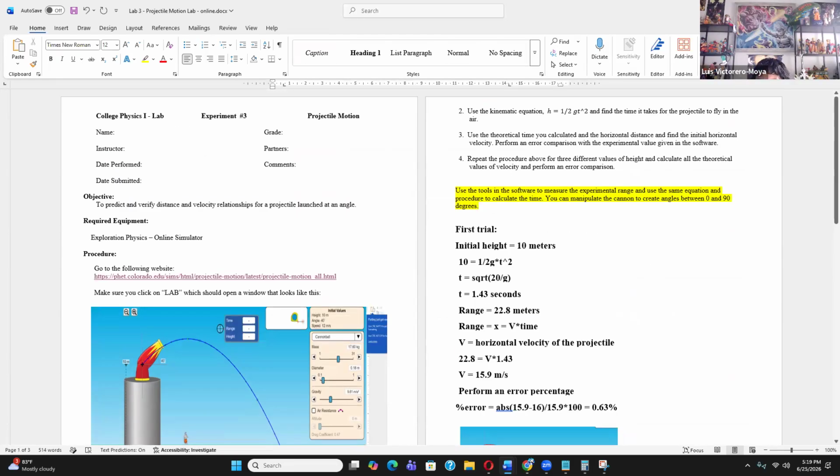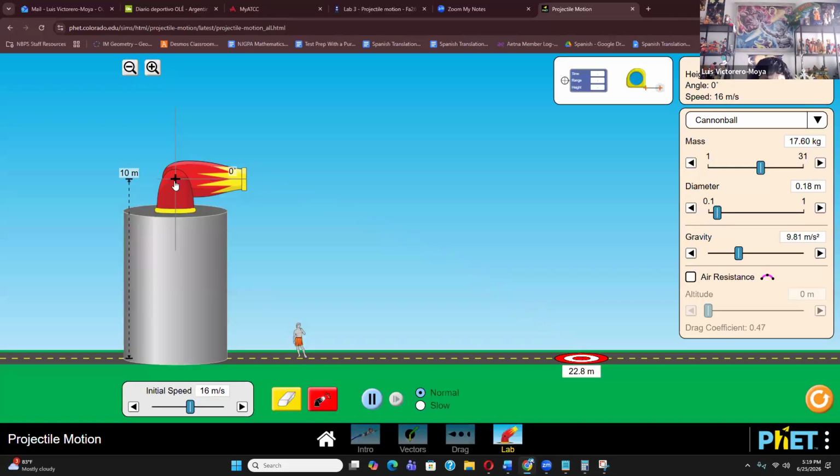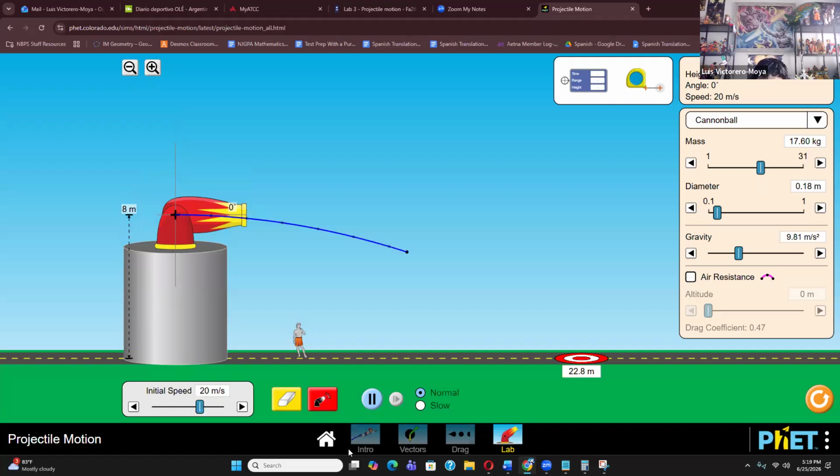So for the second and third trial, you can reset this and then you can change the height. You can do 8 meters and then the same, or maybe just add more speed, maybe 20. And then there you are. And you do the same. So here the range is 25.6. And use the same procedure.